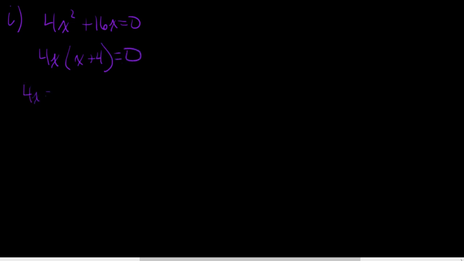Alright, letter I. I says 4x squared plus 16x equals 0. We can pull out a 4x, right? So we're left with x plus 4. Again, just going off my checklist. Now I can set each one of these equal to 0. 4x equals 0, divide both sides by 4, and I get x is equal to 0. x plus 4 is equal to 0. Subtract 4 from both sides, and I get x is equal to negative 4.